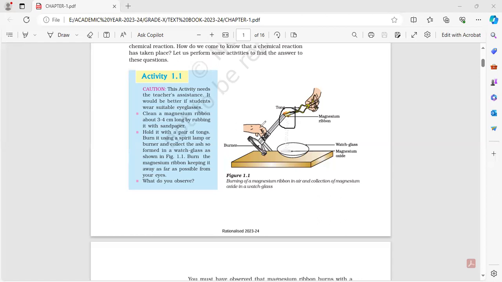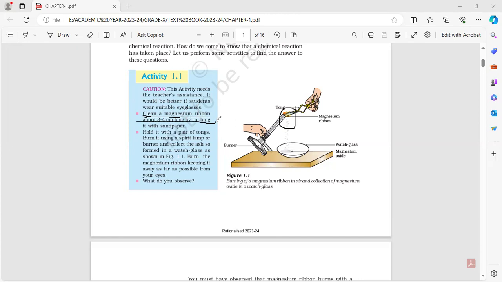Before going to do this activity, what are the materials required? First one, take a magnesium ribbon. In that video you will see what a magnesium ribbon is. And why should we clean it? It says to clean a magnesium ribbon about 3 to 4 centimeter long by rubbing it with sandpaper. So what is a sandpaper? That you will also see here.